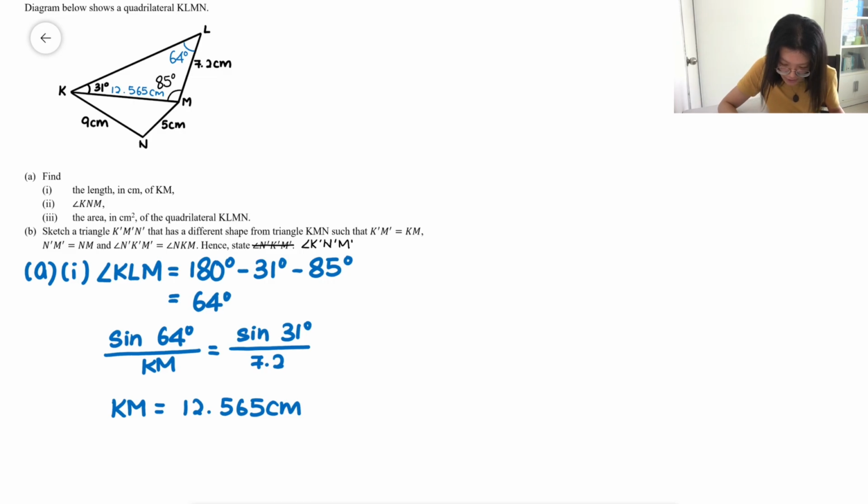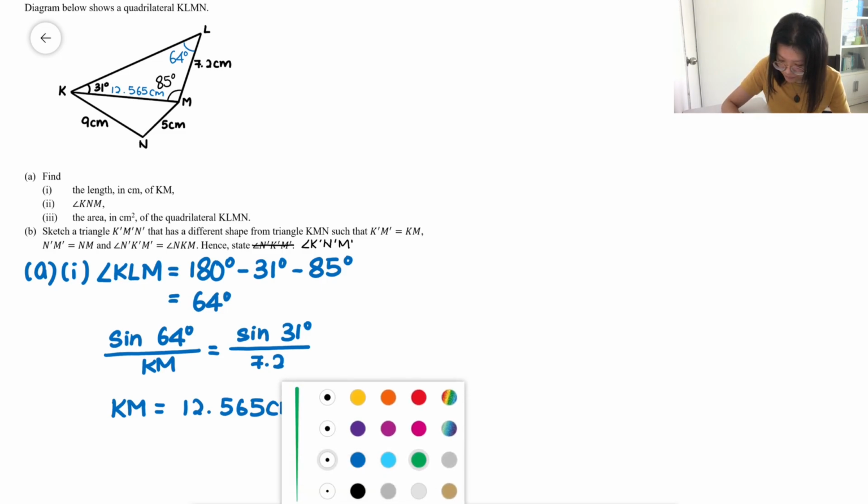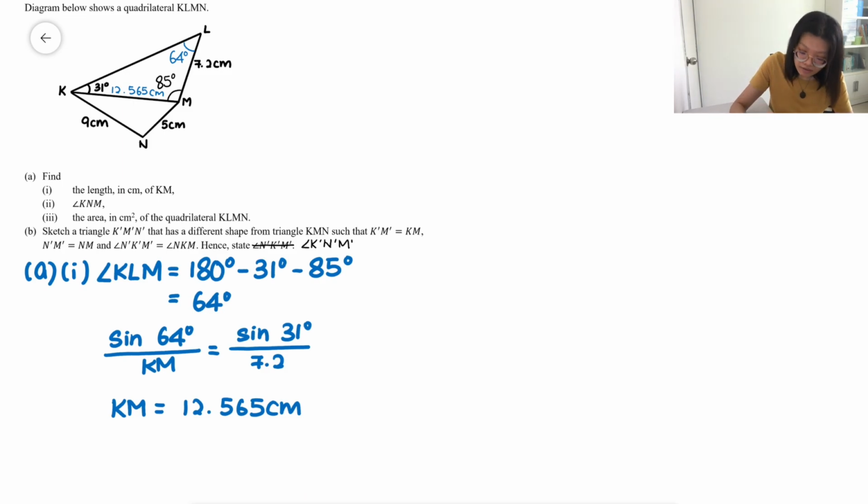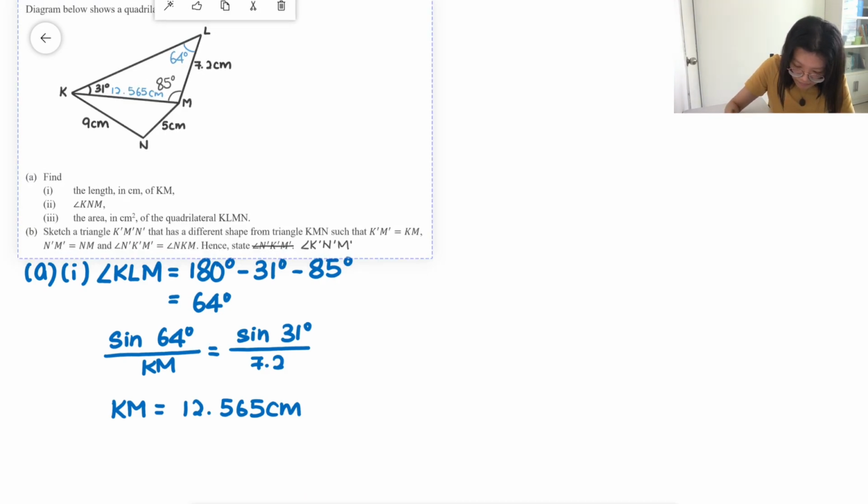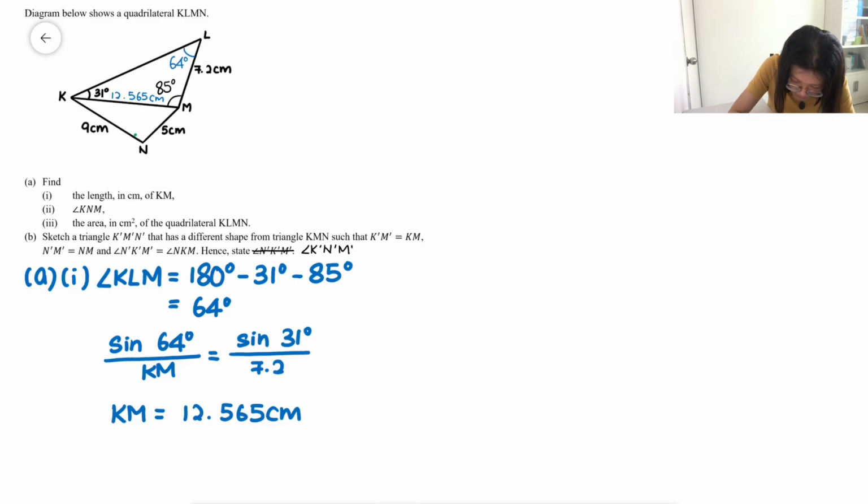Next, let's proceed to A part 2. Find the angle KNM. Let me use green color. Angle KNM, K to N to M. So this is what I want. Can you see that I have KN, the length of KN. I have the length of MN. I have KN, I have MN, and I want to find this angle. But I do have this KM.